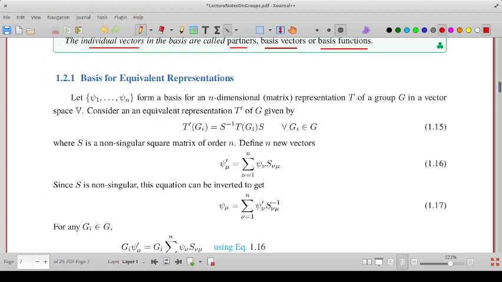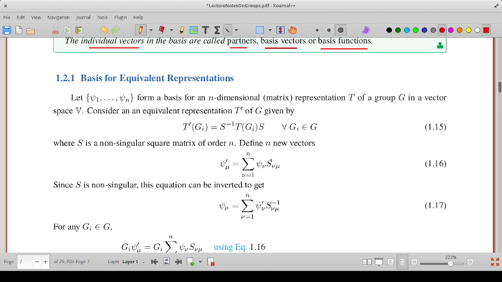And the basis vectors for the representation T of the group are psi1, psi2, etc. up to psi n. So these matrices T are n by n square matrices. We now define n new vectors, which we denote as psi dash mu, by means of a linear combination involving these matrix elements of S. So psi dash mu will be written as the sum over nu running from 1 to n of psi nu S nu mu.